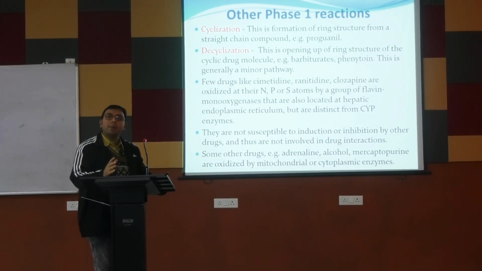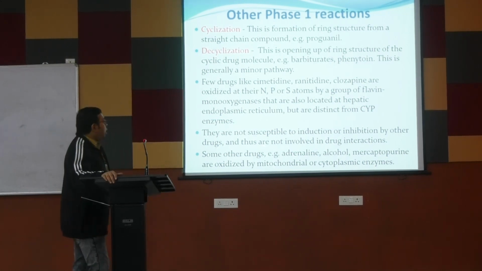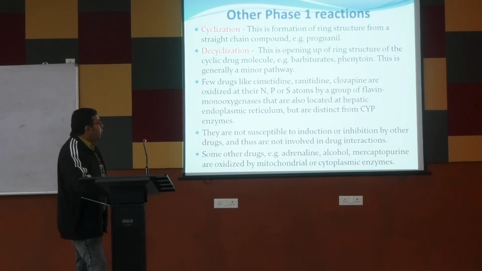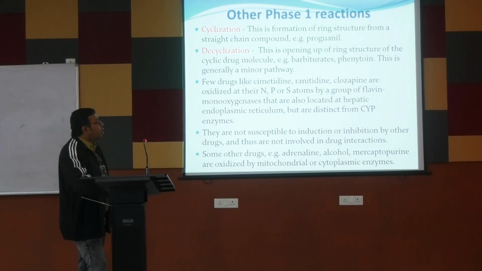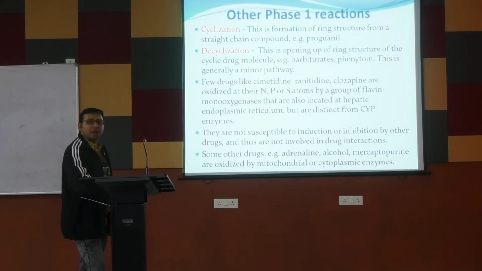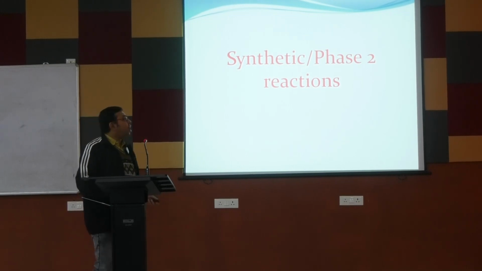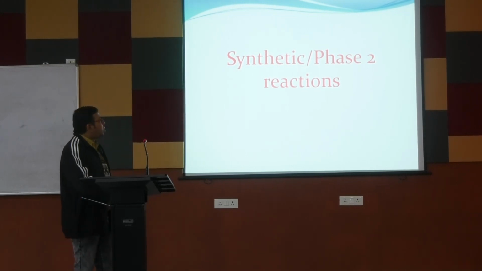But when the drug is metabolized by other enzymes like other flavin monooxygenases, the drug interactions are very less. Some other drugs like adrenaline, alcohol, mercaptopurine, etc. are oxidized by mitochondrial or cytoplasmic enzymes, that is other enzymes. Okay. So after the phase 1, next coming to the phase 2 reaction or synthetic reactions.